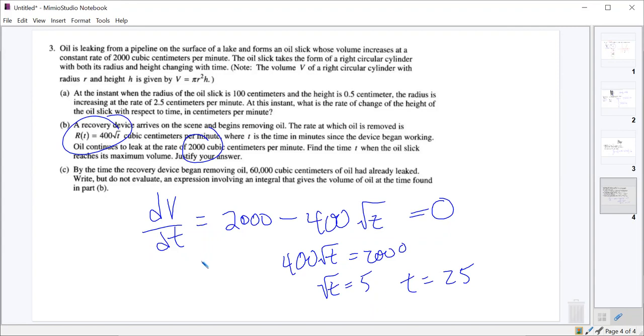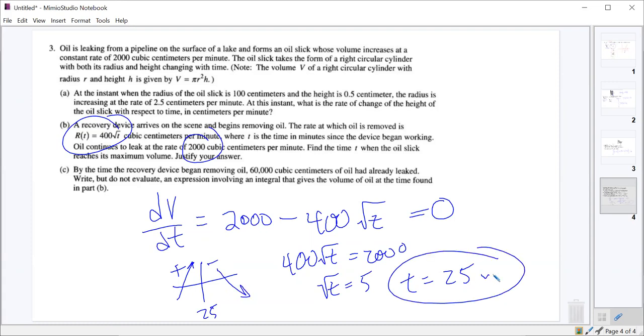We just do that with a sign chart. Plug in something like 24. If I plug in 24 to this, I'm going to get something that is greater than 0. And if I plug in something like 26, I'm going to get something that is less than 0. And so we'll see that it's a maximum when t is 25 minutes. I think it was minutes, right? Yeah, cubic centimeters per minute.